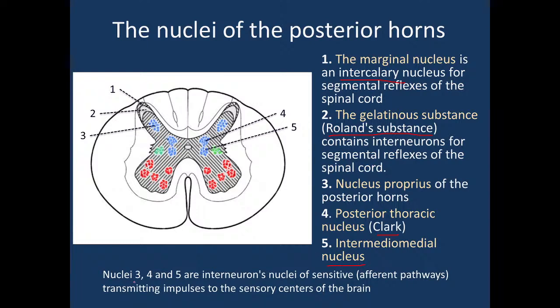Take into consideration that the third, fourth, and fifth are interneuron nuclei of sensitive function. It is afferent. They form the afferent pathway which transmits impulses to the sensory centers of the brain.